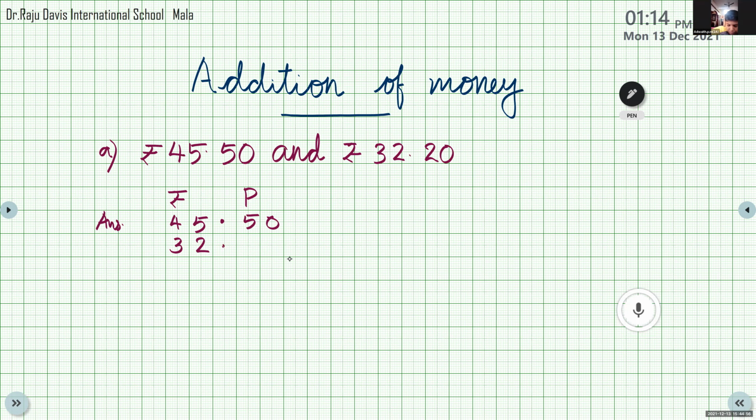Let's add. We can start from paisa. 0 plus 0, 0. 5 plus 2 is equal to 7. Then we can put dot. Then we can come to rupees. 5 plus 2 is equal to 7. 4 plus 3 is equal to 7. So the answer is 77 rupees 70 paisa.